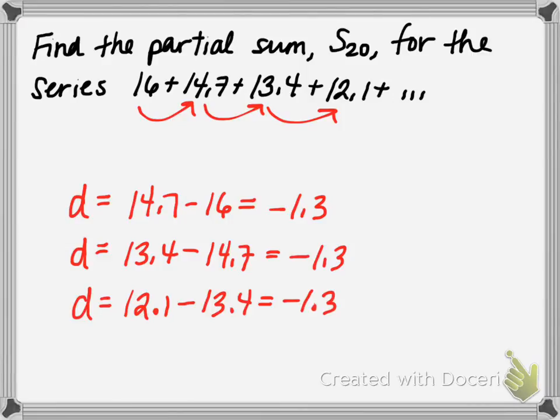So this is just verifying that indeed we do have an arithmetic sequence. We are subtracting 1.3 each time, which means that we have a common difference of negative 1.3.